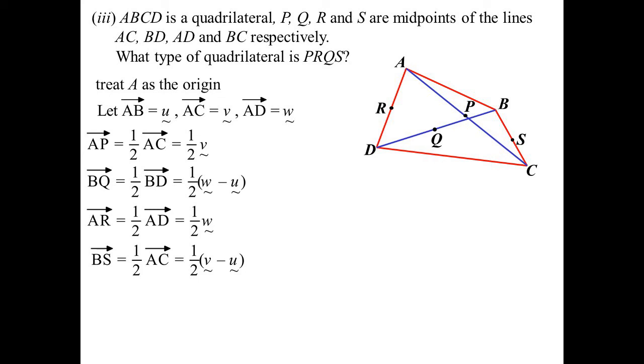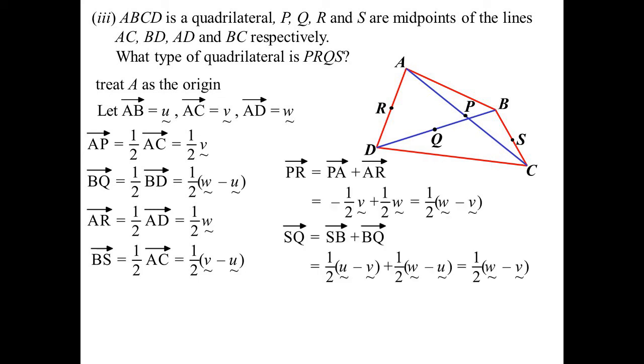So now I'm going to look at the vector PR. I can get that by smashing together PA and AR. So if I add PA and AR, well, PA is the negative of AP, so that's minus a half V, plus AR we found was a half W, so we get a half of W minus V.